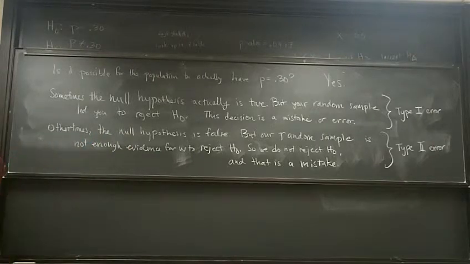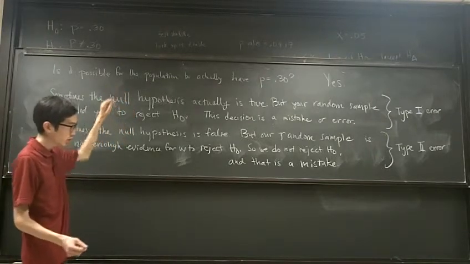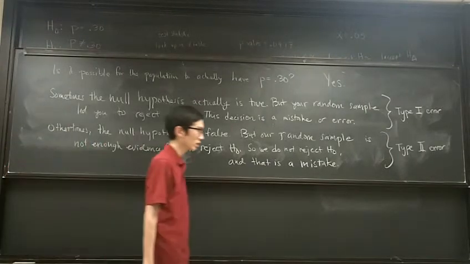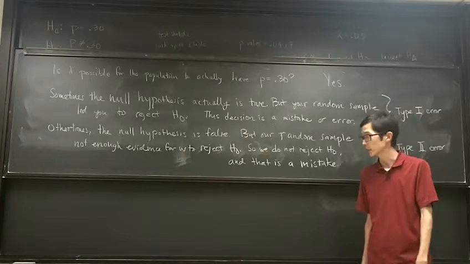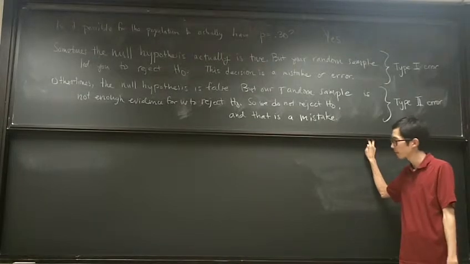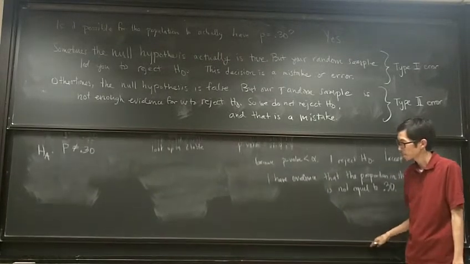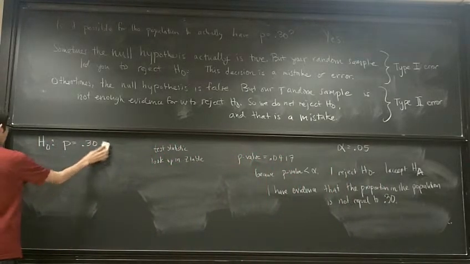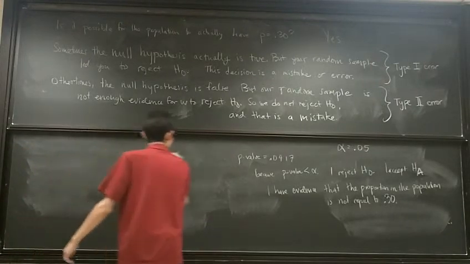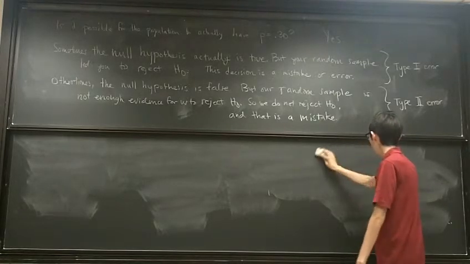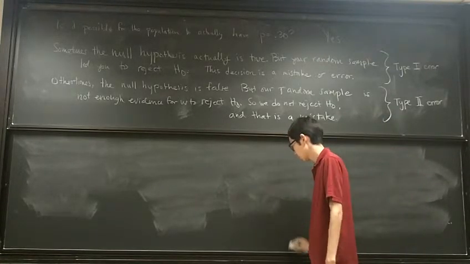Okay, and that's known as a type 2 error. Sometimes you reject the null when it's actually true, and other times you don't reject the null when you're supposed to reject it. Type 1 and type 2 error. Let's talk about what it means to commit a type 1 or type 2 error.